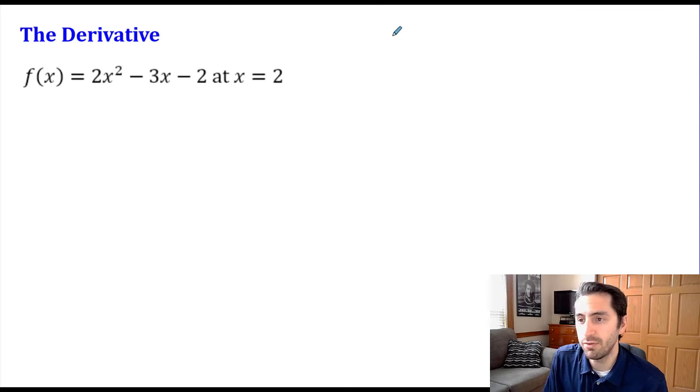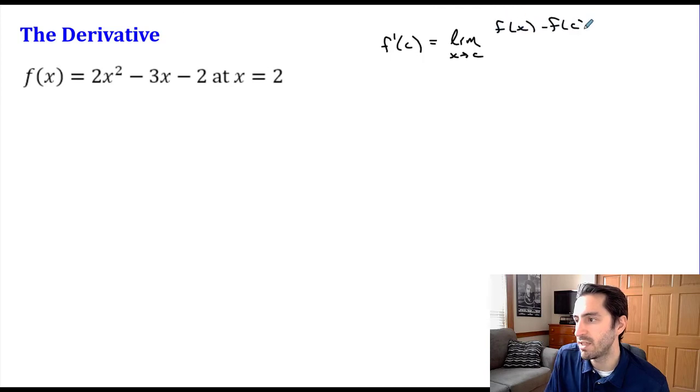So the derivative, or the slope of the tangent line, or the instantaneous rate of change, they all represent the same thing. So f prime of c is going to be equal to the limit as x approaches c of f of x minus f of c all over x minus c. So in this notation, f prime of c, this is prime notation, this represents our derivative.